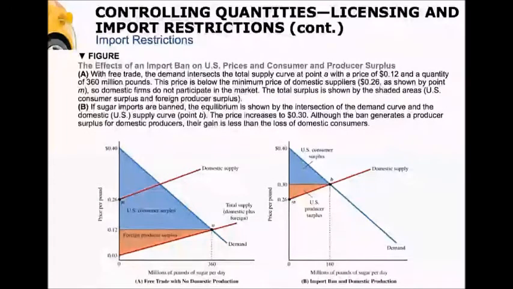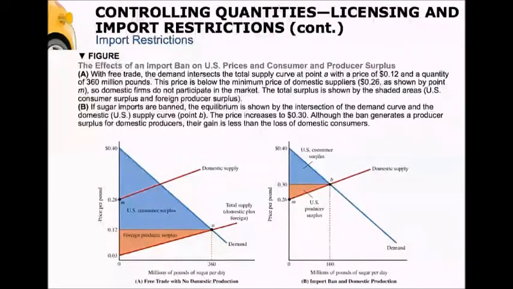So we have domestic supply with a minimum supply price of 26 cents, and when you add in foreign supply, or foreign-produced sugar, we have a supply curve that's farther to the right. As we see, the minimum supply price is going to be lower, at 3 cents. Now, at this equilibrium at point A, we're going to have 360 million pounds of sugar per day at a price of 12 cents per pound.